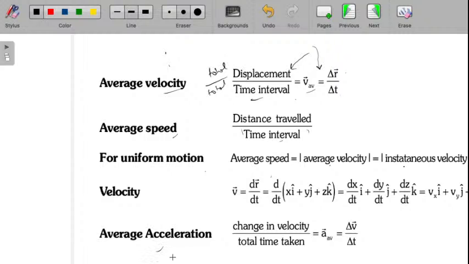Now the acceleration is defined as the change in velocity by the total time taken. So this again is the average acceleration, which is the total change in velocity by the time interval. We could understand how the instantaneous acceleration could be defined from this. Yes, the instantaneous acceleration can be just obtained by dv by dt, as we have seen. There is no square.